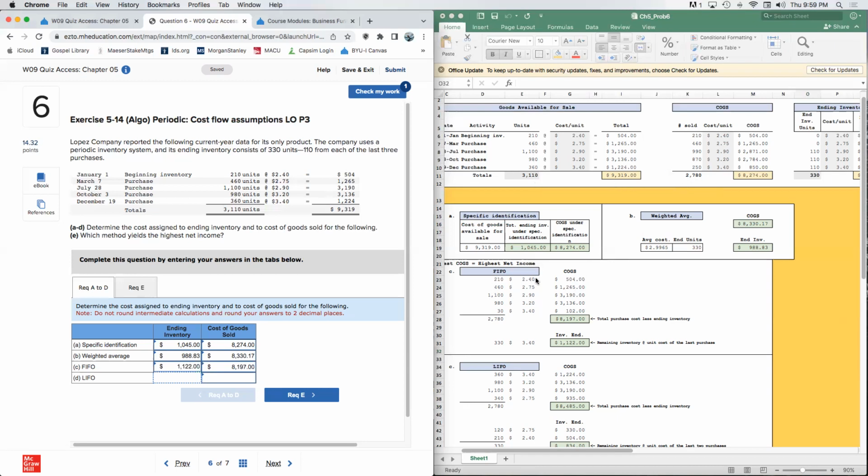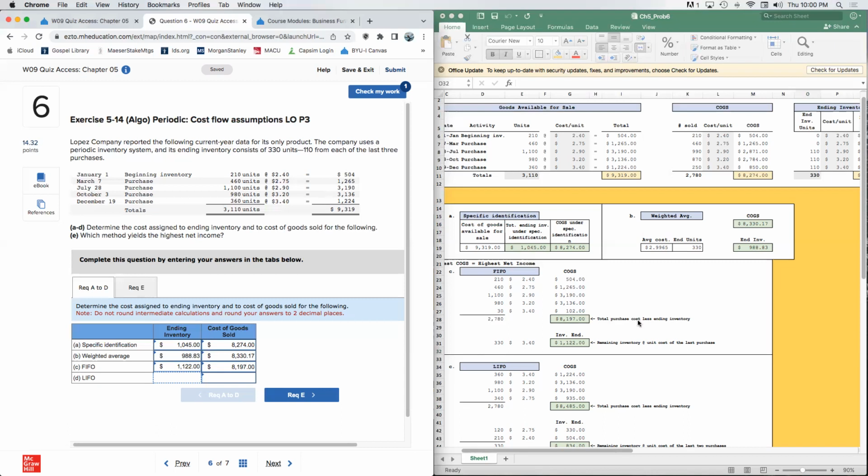So 210 at 240 is used up, 460 at 275 got used up, 1,100 at 290 got used up, 980 at 320 got used up. But that basically only left you 2,750. We know 30 units were taken out of this last 360 purchases. And you can see here, these amounts here total 2,780, matches up with the units sold. And that would leave this 330 in inventory. And so we know that all adds up, so it must be correct.